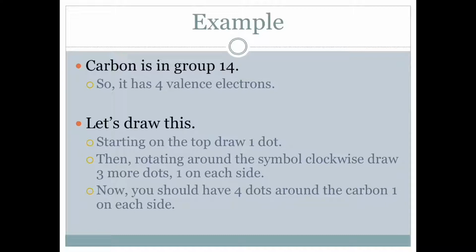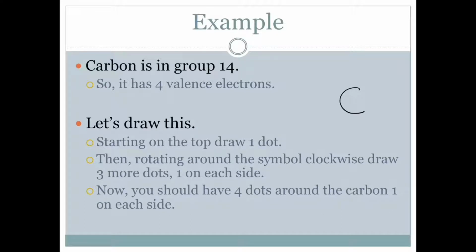What if I told you let's do carbon? Carbon is in group 14, so figuring out how many valence electrons it has, we remove the 1. That means it has 4 valence electrons. So let's do this. We have to start with the symbol for carbon. The symbol for carbon is C.